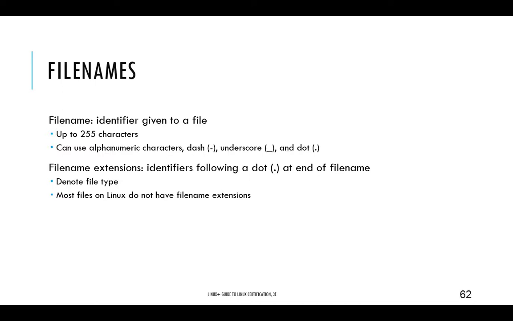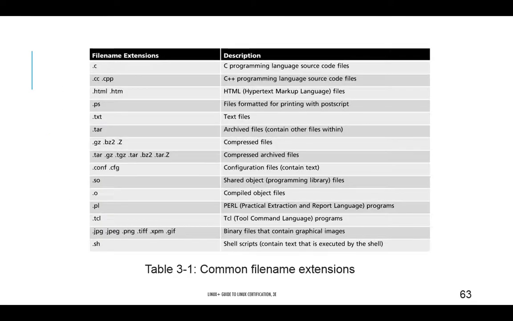I could have Scott and .Scott. The .Scott you wouldn't see if you ran your ls command, but you would just see Scott. And then here's some of the common extensions. You notice I told you about C and C++. Then here are all the compressions and Perl scripts like I was talking about on Tuesday.